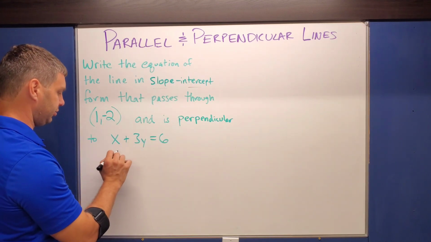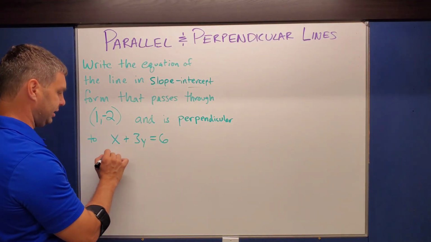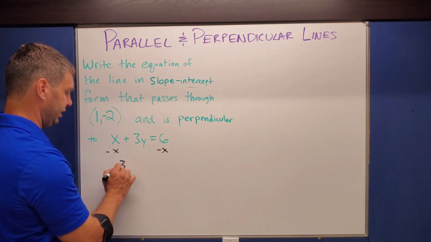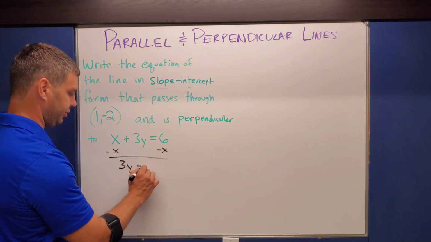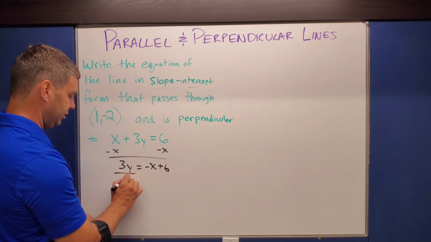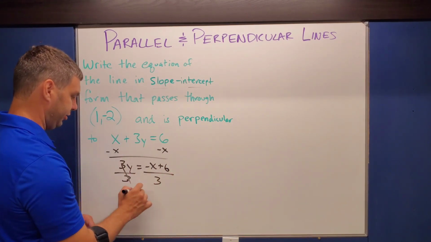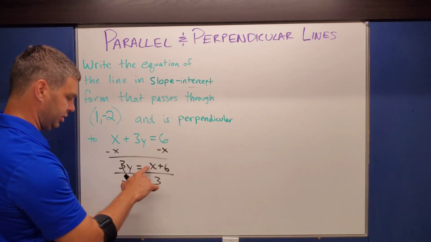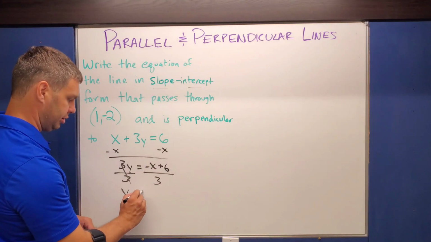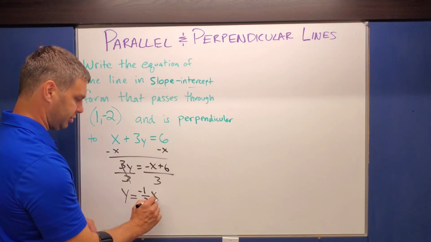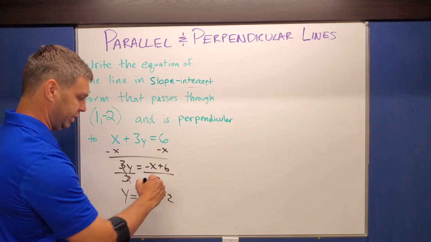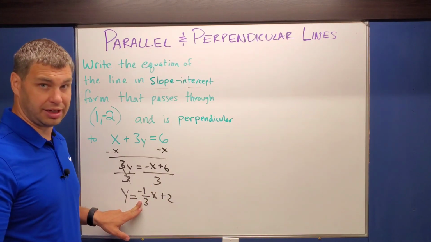Okay, so I'm going to solve this one for y. Subtract x to the other side first, giving us 3y = -x + 6. Divide by 3. And again, you really don't care what comes after this. You just want the -1/3. That is the current slope. If you want to say plus 2, you can. But that's the current slope of this problem.